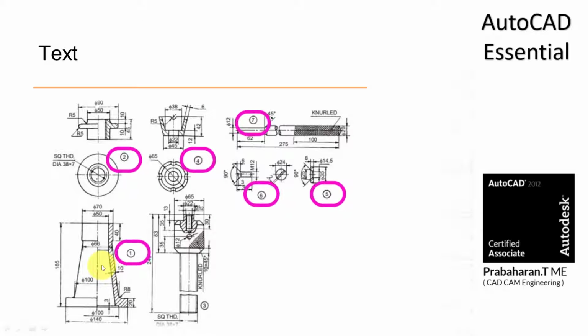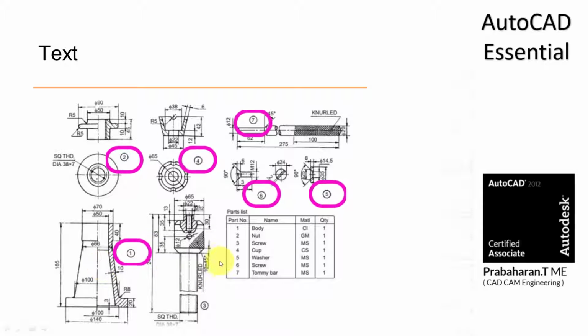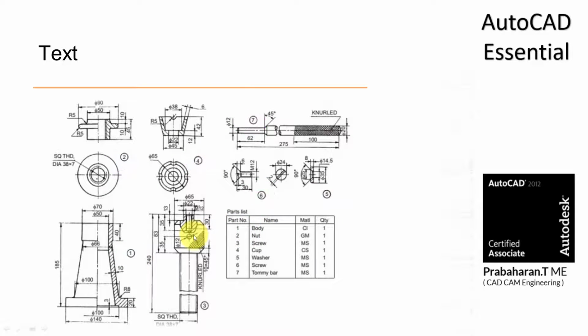We give this information on a bill of materials. This is called bill of material. Each number indicates, here in the table, what is the name of the particular product, what type of material is needed to manufacture these components, and how many quantity we need to manufacture. So this information we need to type and bring in. For that we need a text command.